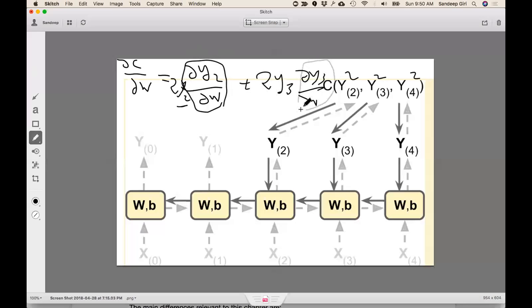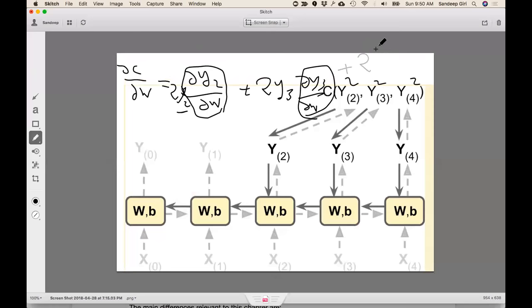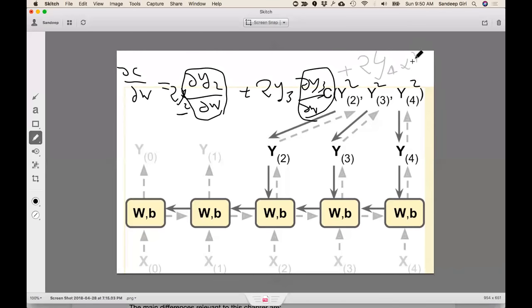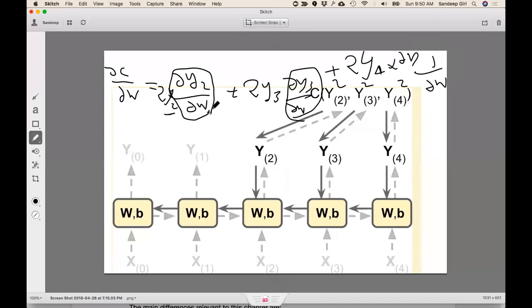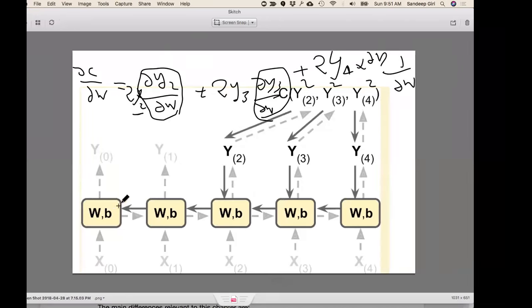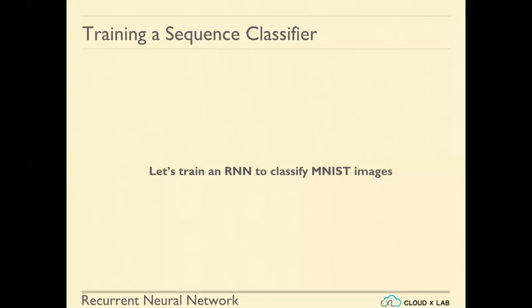So now we have to compute dy2, dy3, all of these. So 2 of y4 into dy4 by dw, right? We know these three values. Now, how do you compute this part? The way we are going to compute this part is, since y2 can be expressed in terms of this, we're going to express it further, and we'll keep on doing that recursively till the beginning. All right. So that's how the backpropagation through time works. Is it clear?